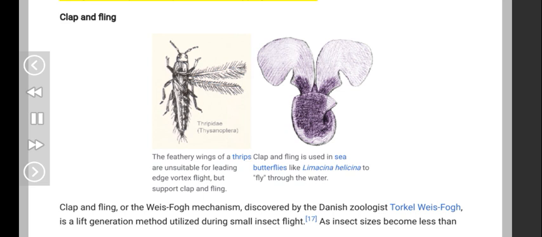Clap and fling. The feathery wings of a thrips are unsuitable for leading-edge vortex flight, but support clap and fling. Clap and fling is used in sea butterflies like Limacina helicina to fly through the water. Clap and fling, or the Weis-Fogh mechanism, discovered by the Danish zoologist Torkel Weis-Fogh, is a lift generation method utilized during small insect flight.